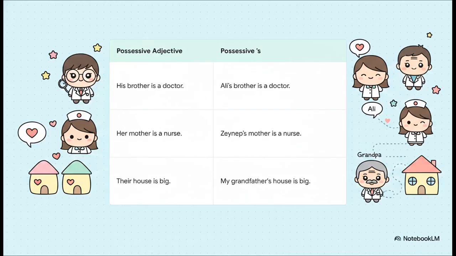So let's compare. On the left, we have the possessive adjectives we just learned, and on the right, we have the possessive S. So saying "his brother is a doctor" basically means the same thing as "Ali's brother is a doctor." We're just being more specific by using the name. Same thing with "her mother" and "Zainab's mother." Both ways are perfectly correct.